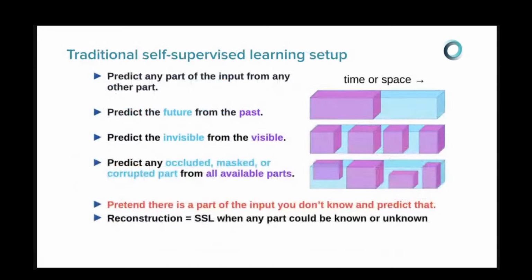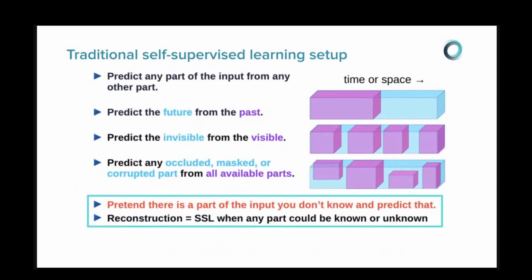Traditional self-supervised learning is usually set up in a way that you pretend that there is a part of the input you don't know and you want to predict that. Here you have the example of the future from the past, invisible parts from visible parts, and so on. This can be that you occlude some parts of the image, cut them out, and the model has to predict them. This is how it all started. And we will talk about contrastive setups and those SimCLR, MoCo, and SwAV.